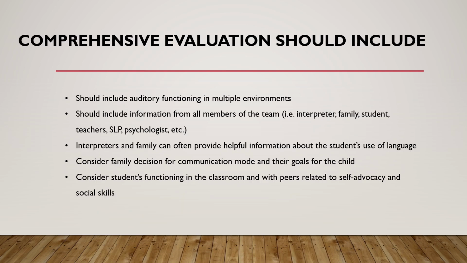When completing a comprehensive evaluation for a child with suspected hearing loss, you should include the auditory functioning in multiple environments. And so you want to look at how well the child is able to hear in the classroom, on the playground, in the hallway, when they're just talking with their friends, or if it's in a quiet space or a loud place. You want to get a good picture of how the hearing loss affects the child in different situations. It should also include information from all the members of the team. This could include the interpreter, if there is an ASL interpreter, the student's family, the student themselves, teachers, speech therapists, the psychologist; anybody that works with the child should be able to provide some information on the child's functioning.